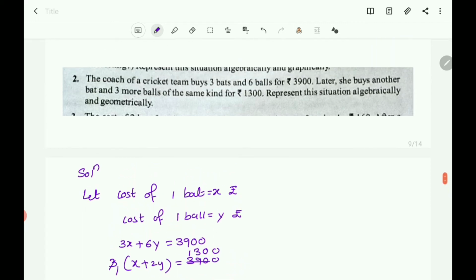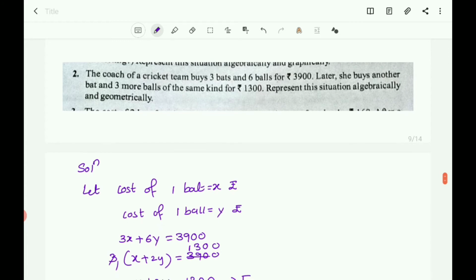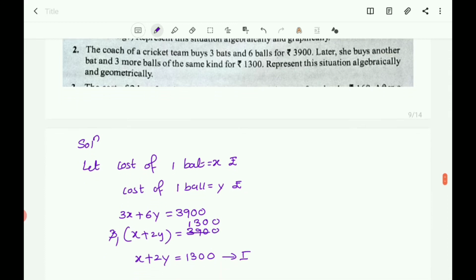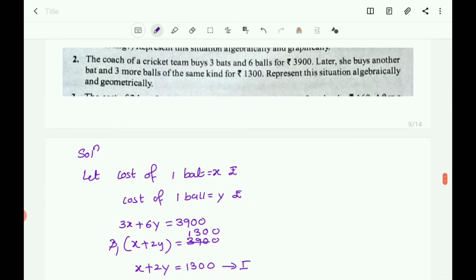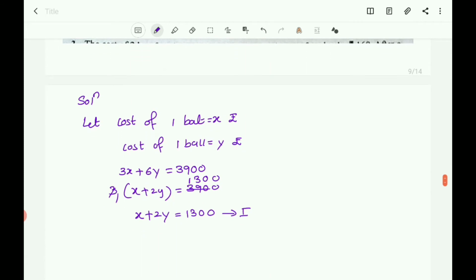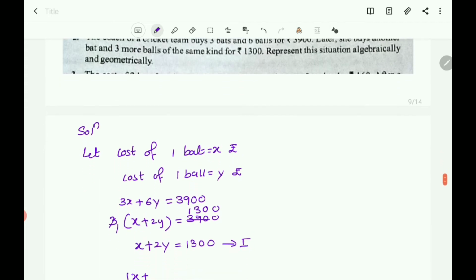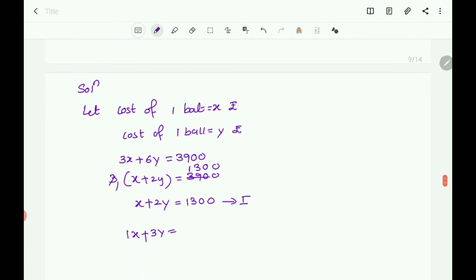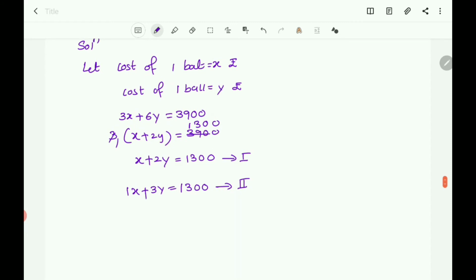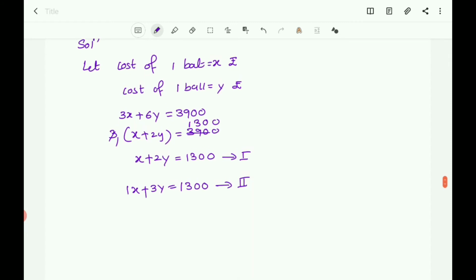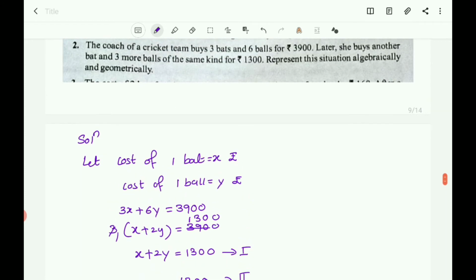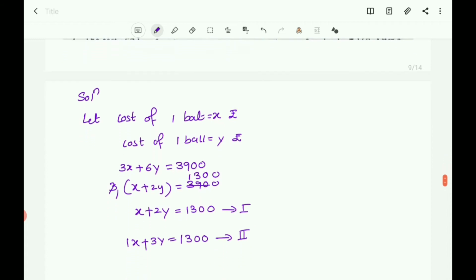And the second one: she buys another bat, means one more bat, and 3 more balls, and the total cost of that one bat and 3 balls is 1300. So in the second case, the cost of one bat is x and 3 balls is 3y, and that equals 1300. Consider this the second equation, and these two are the algebraic representation of the linear equations according to the situation.